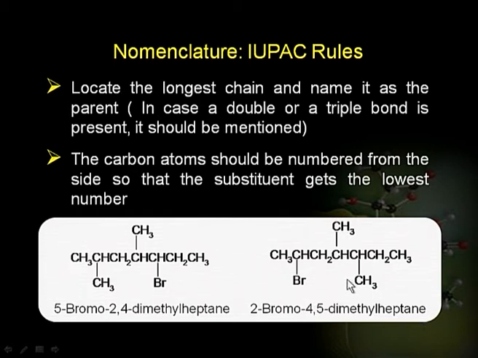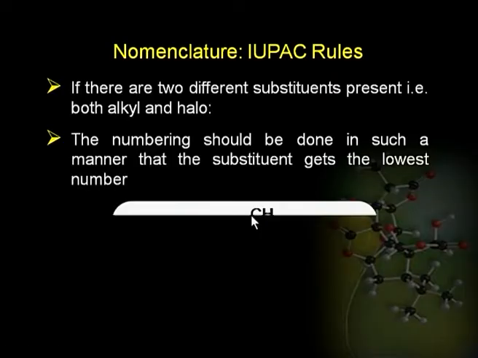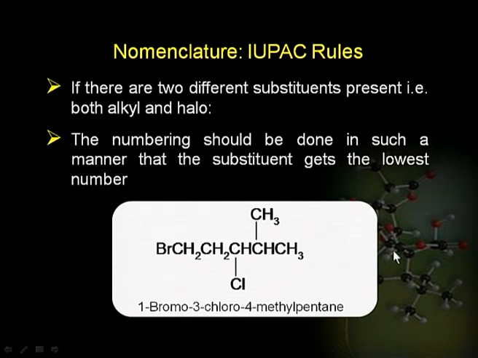In the other example, we have exchanged the positions of bromo and methyl, as we did in the earlier cases also. So, now we have bromo at 2nd position, we have methyl at 4th position and 5th position. The other rule of IUPAC says, if there are 2 different substituents present, suppose we have an alkyl and a halo group, then the numbering should be done in such a manner that the substituent gets the lowest number again. You would recall in the previous slides, we did not consider any difference between these two groups while naming by the substitutive way.